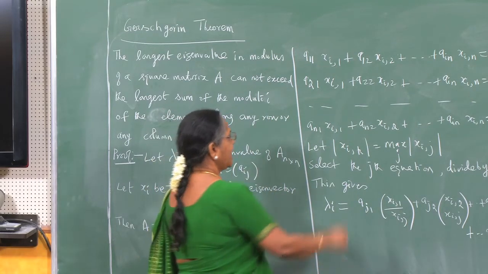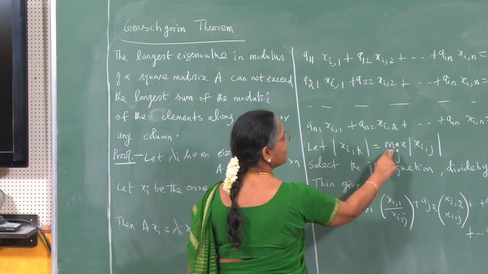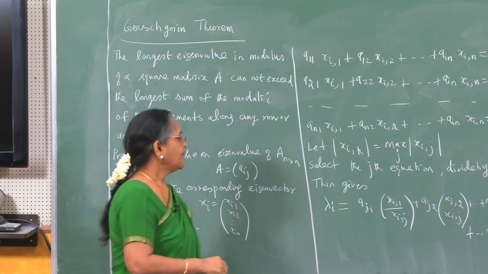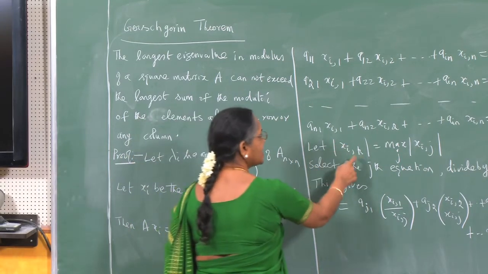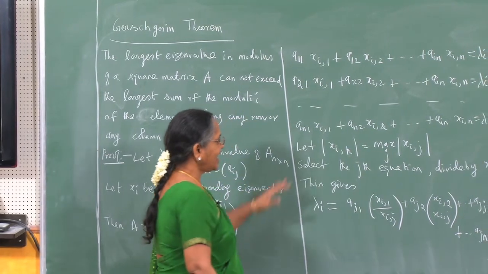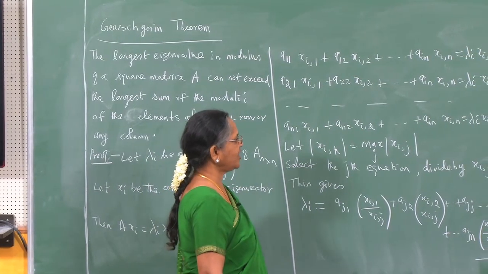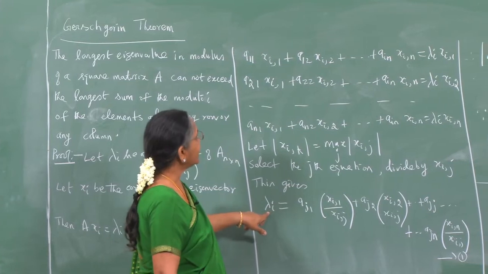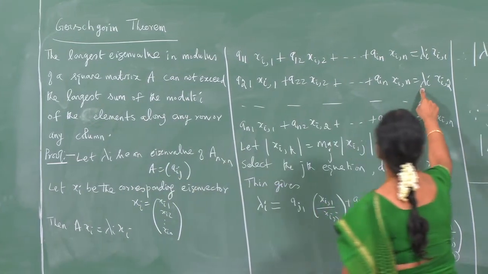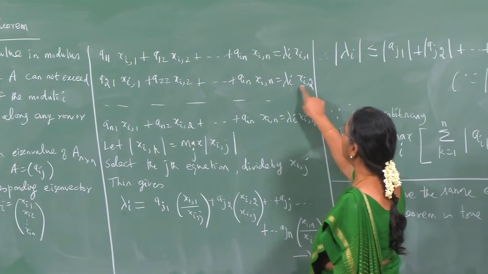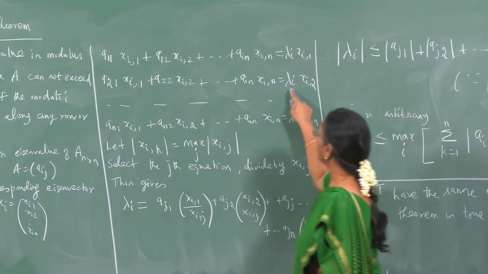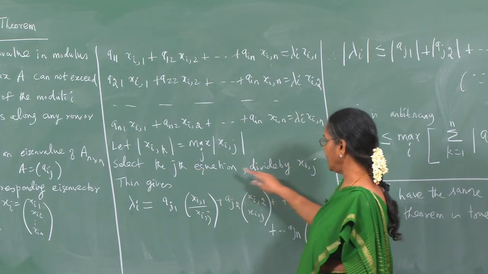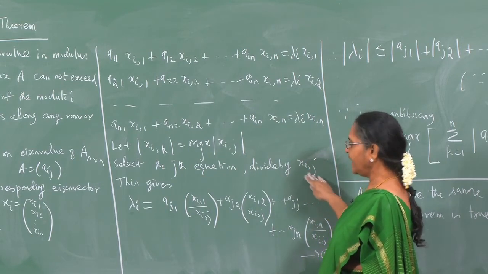Now, I take modulus of xik to be the maximum of modulus of xij over j. So, once I get that, I take the jth equation and divide the jth equation by xij. So, what will I get? I will get lambda I. So, if I take the second equation and I divide by xi2, then on the right hand side I have just lambda I. So, here I select the jth equation and divide the jth equation by xij.